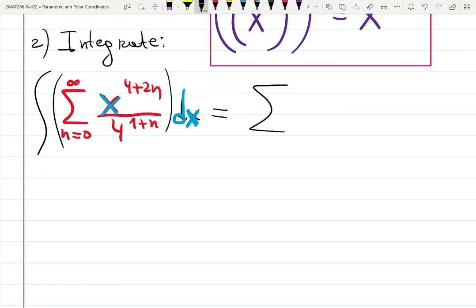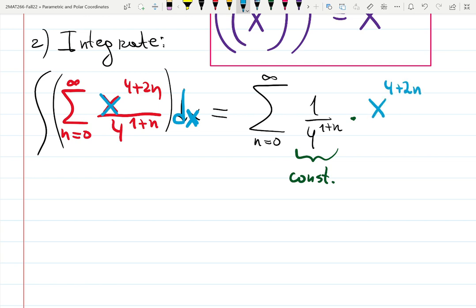So I will have 1 over 4 to the 1 plus n. n plus 1 is better, to be honest, but it's fine. Just keep it. This is a constant. We don't touch it. But it's multiplied by x to the 4 plus 2n. Integral of that is what?